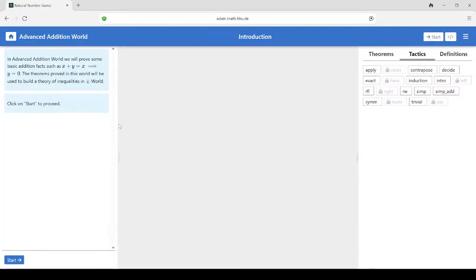In Advanced Addition World, we will prove some basic addition facts such as x plus y equals x implies that y equals 0. The theorems proved in this world will be used to build the theory of inequalities.